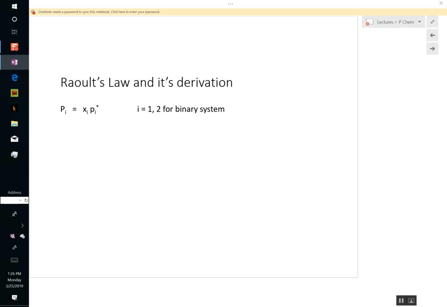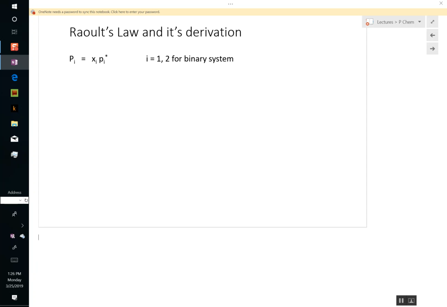Okay, so see, pretty simple equation right there. We're going to solve some simple problems with that. Raoult's Law says that the partial pressure of component i above a solution is going to be equal to the mole fraction of i in the solution times the partial pressure of it if it was pure. There wasn't anything else there.